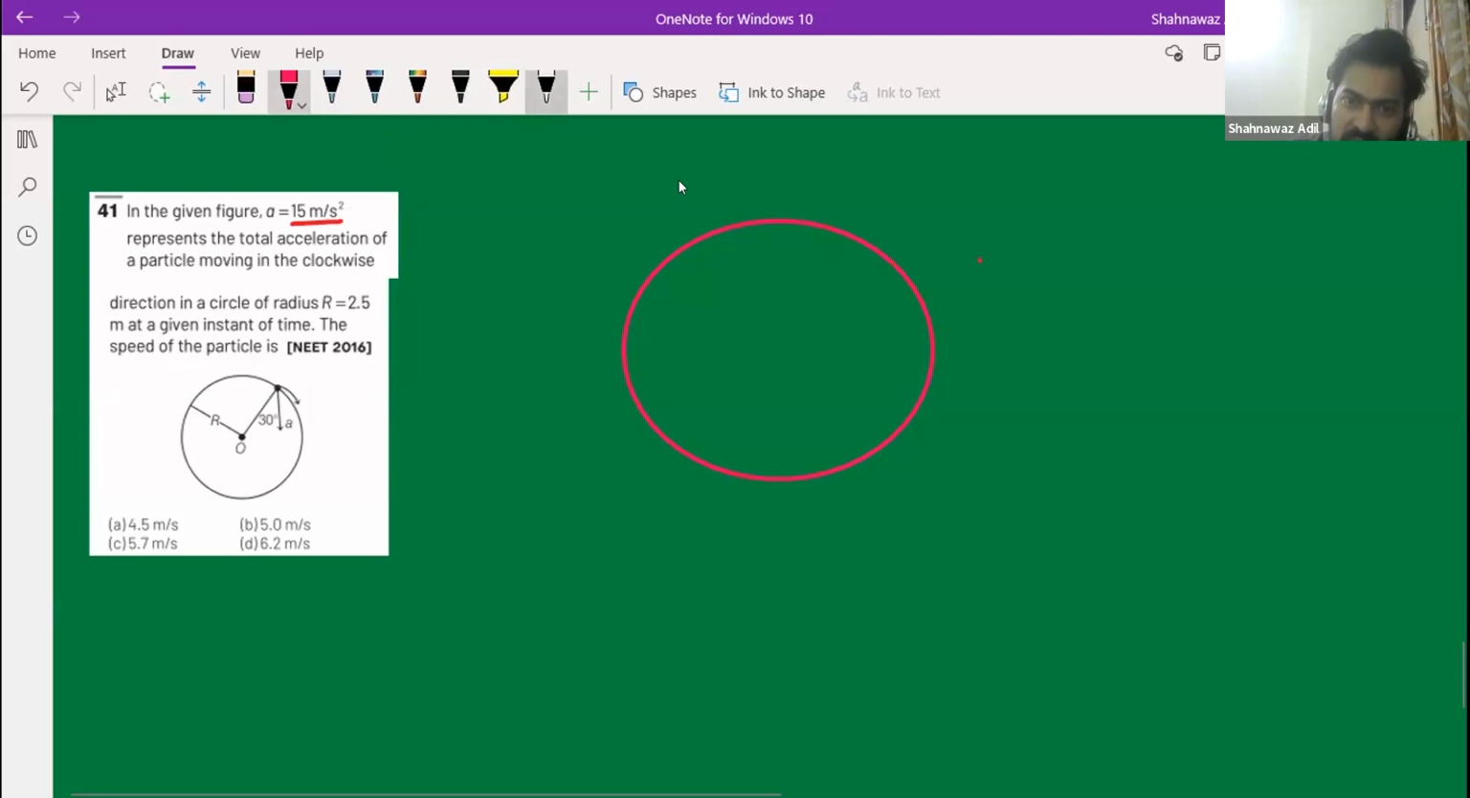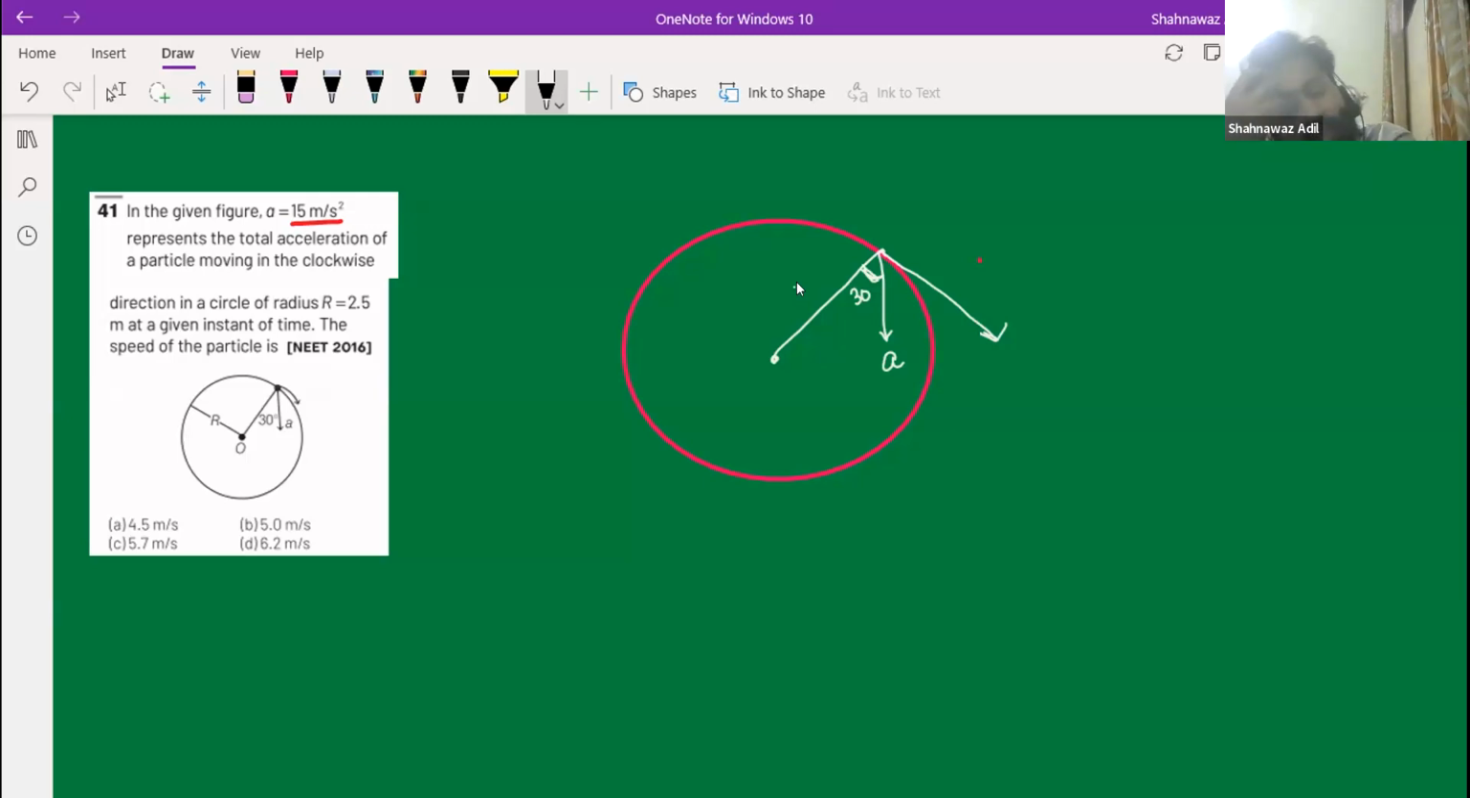So what they have given is that the radius is this, the acceleration is this A, and this is a 30-degree angle. The particle is moving in a circle. Let's say it is moving in here, right? And now this acceleration is making this theta angle, so it will have two components. Can you guys tell me what would be this component?